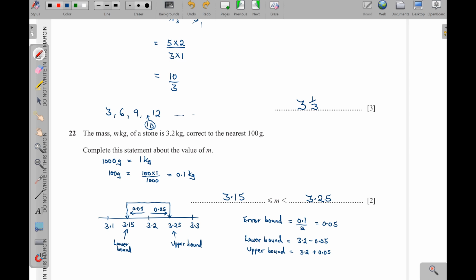You see that? So we consider the values before that one. Those are the ones we take that will give us what? The 3.2 when we round to one decimal place.